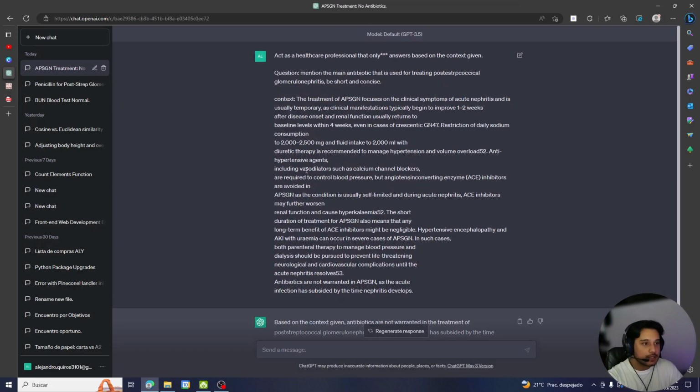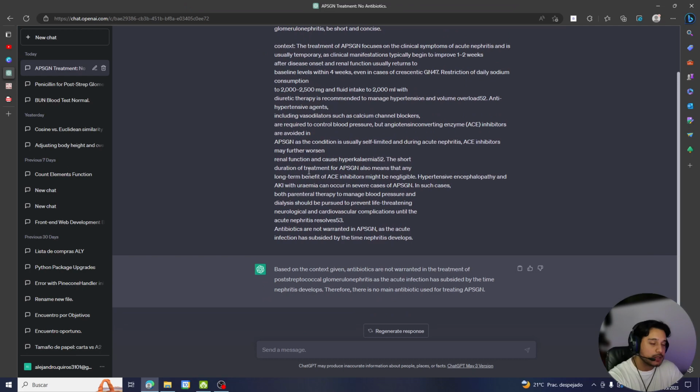And based on that context, the response of ChatGPT actually improved. Based on the context given, antibiotics are not warranted in the treatment of that, as the acute infection has subsided by the time nephritis develops. Therefore, there is no main antibiotic used for treating that.